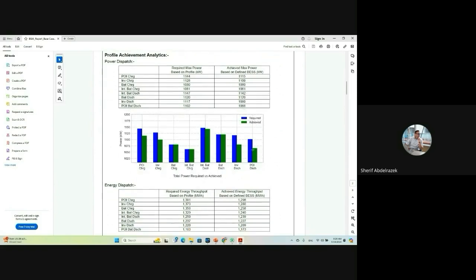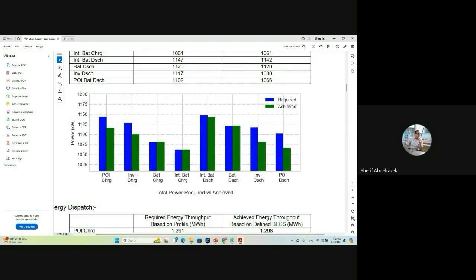So as we can see here for the power, right? And let me kind of back up a little bit. So what you see here on the x-axis is each point in the project, right? For both charge and discharge. So you have PV charge, inverter charge, battery charge.